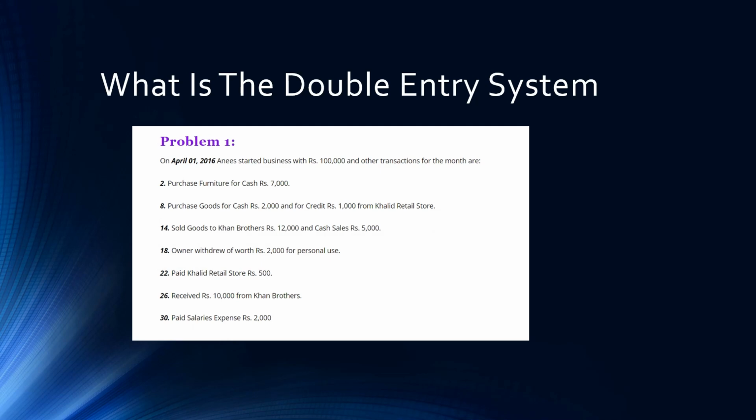Now, let's look at this. When we record the double entry system, here's an example. So if you have, Ani started a business with 100,000 cash. And we have other transactions. So let's look at the first one. He starts a business with 100,000 cash, right?